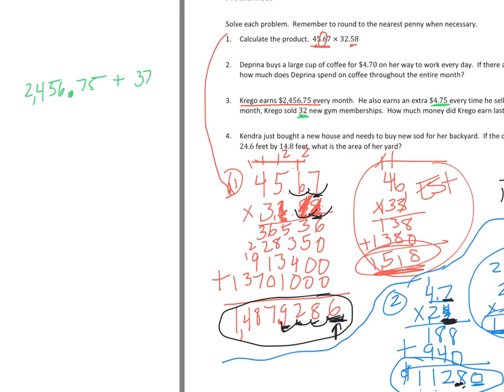So 32 times $4.75, and I want to make sure I do the $4.75 times 32 first to get the actual amount, because that's extra on top of what he earned right here. So for each of those 32, he made $4.75. So I'm going to solve that first. $4.75 times 32.